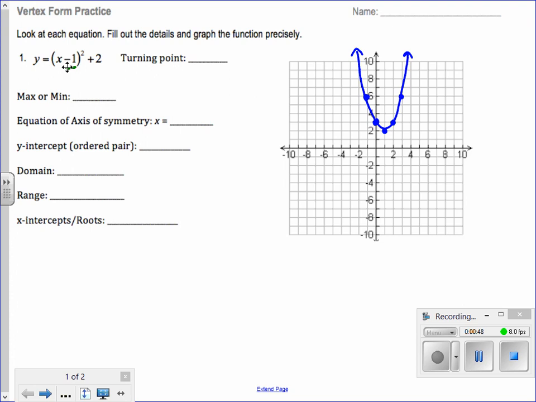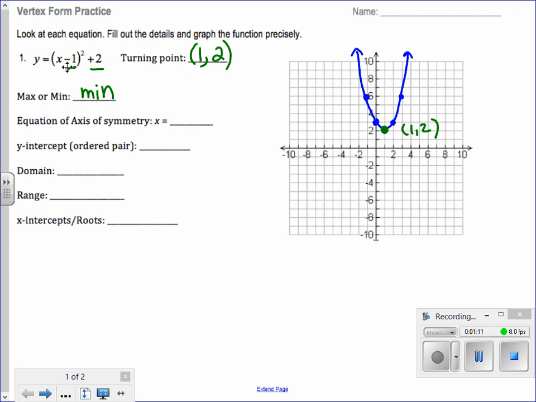Remember that the x value of the turning point is the opposite of the number in the parentheses, and the same for the y coordinate of what's outside the parentheses. I can verify this here that the vertex on my graph is at (1, 2). So that's a good thing. That vertex is a minimum. It's the lowest point that the graph has.